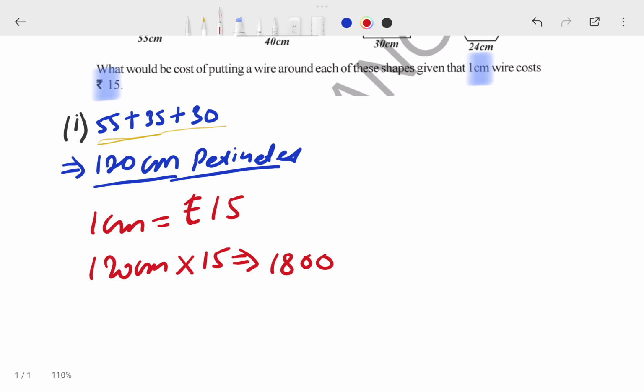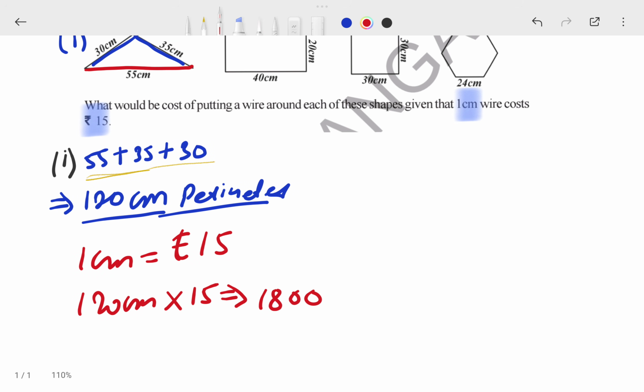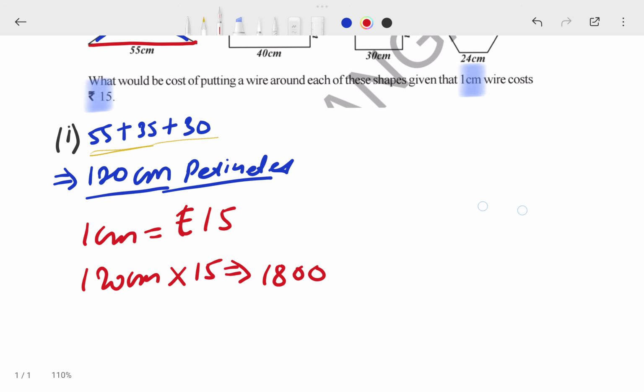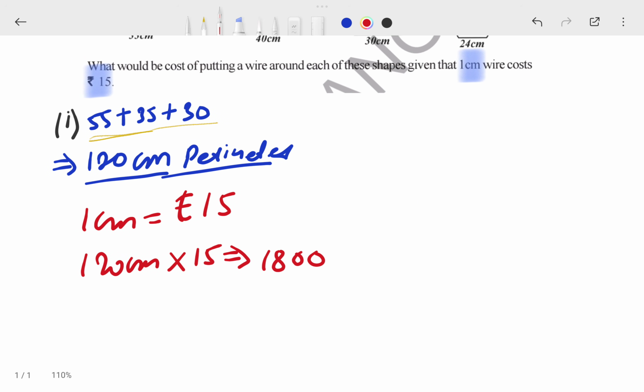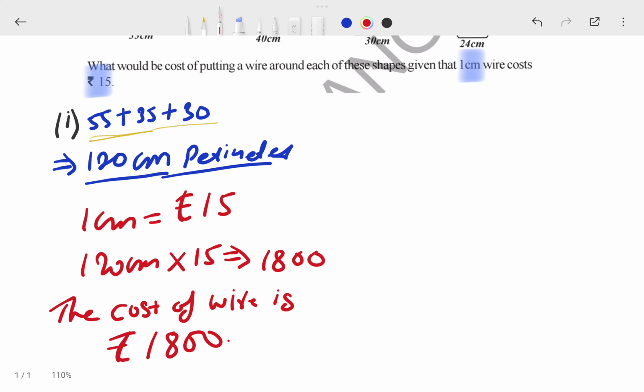So the price is... putting the buyer, the cost of buyer is here. I will write the cost of buyer is rupees 1800. Okay, that's our answer.